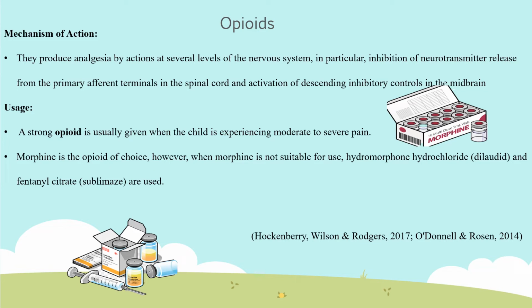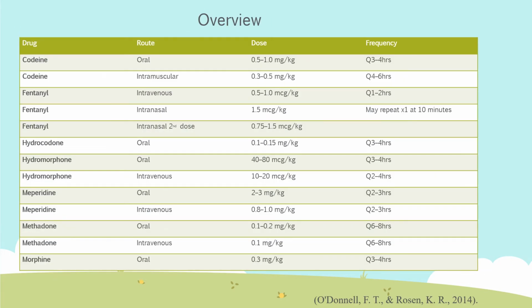Opioids. These produce analgesia by action at several levels of the nervous system. In particular, inhibition of the neurotransmitters released from the primary afferent terminal in the spinal cord, and activation of the descending inhibitory controls in the midbrain. An opioid is usually given to a child experiencing moderate to severe pain. Morphine is the opioid of choice. However, when morphine is not suitable for use, hydromorphone hydrochloride and fentanyl citrate are used. This is a table giving an overview of the opioid drugs. Again, you can pause the video at this point to take notes.